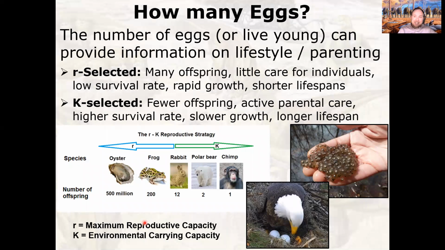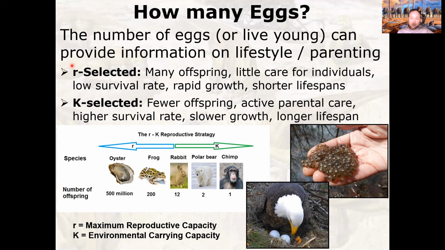So how many eggs do they lay? Again, the answer is it depends, but we'll get to that in a second. So one thing that's interesting is that the number of eggs, or the number of live young, depending on the animal species, how many offspring an organism has, provides some information, in some cases a lot of information, on the lifestyle and the parenting strategies.